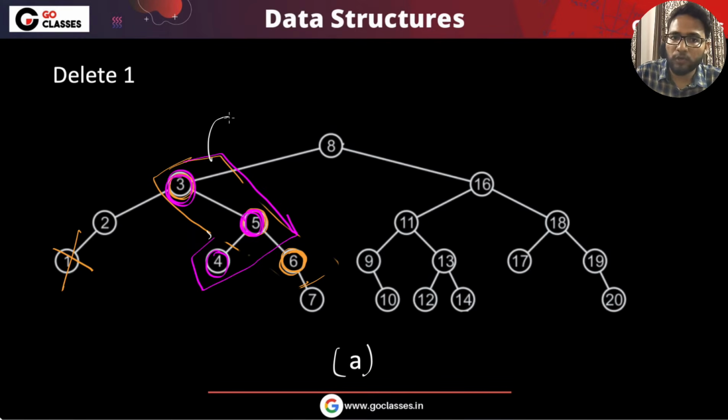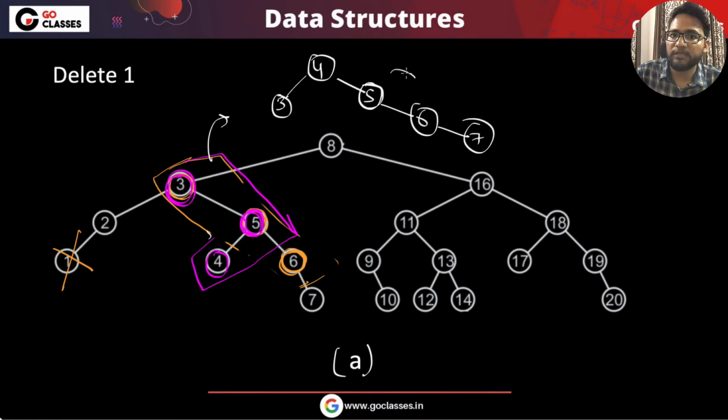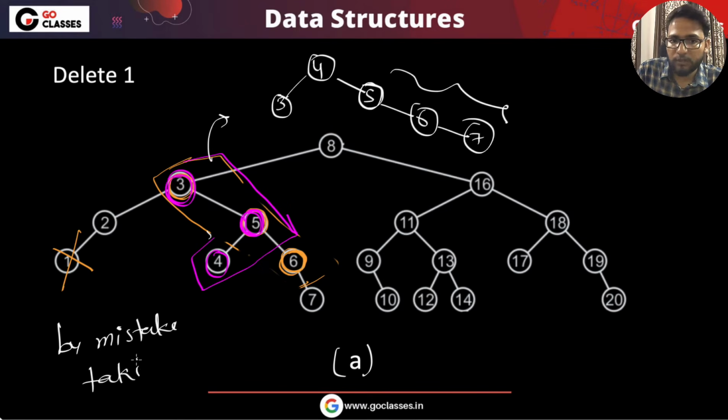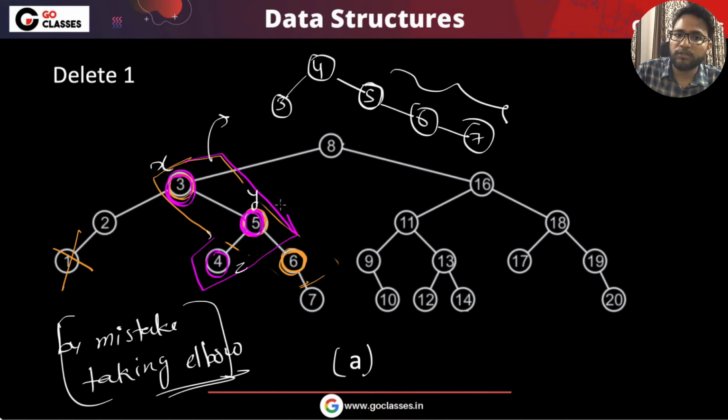So if you just rotate it, it will be like 4 will be on the top, and then 3, then this will be 5, and then this will be 6, this will be 7. See here, this 5 is imbalanced, right? So that is why, if by mistake you are taking elbow, then this is x, this is y, this is z, this y might be imbalanced. So taking elbow might be wrong, right? Because this y is imbalanced. So you go for the stick. Why?